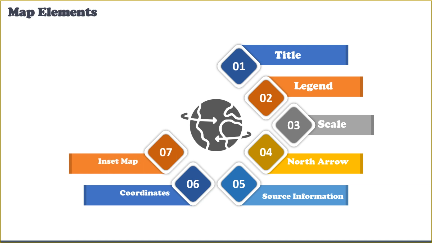Then the inset map. If you produce a map of a particular small city, you should highlight that this map comes from a bigger area. By this way your reader or your client can easily understand what this map is showing, and from where it is, representing which area.